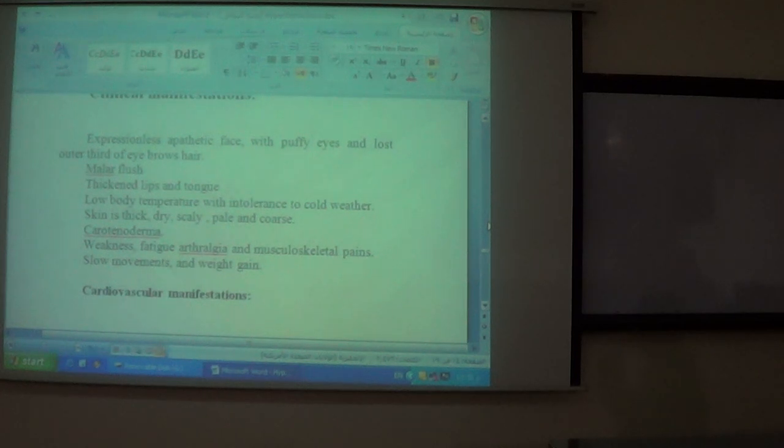Slow movements and weight. Everything in our patient is slowed down, including movements. Okay? So our patient has slow movements and, with decreased thermogenesis, the patient may gain some kilos, an increase in body weight. Not a massive increase in body weight or massive obesity, but a mild or moderate increase in body weight.